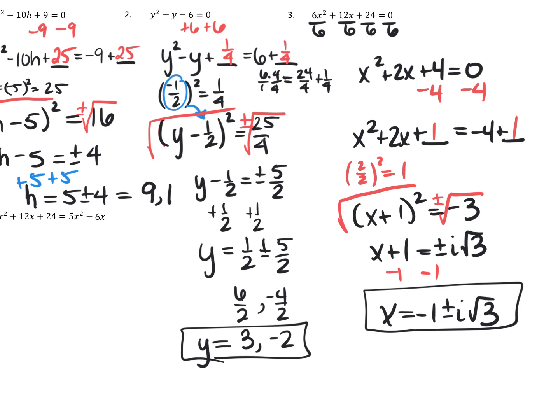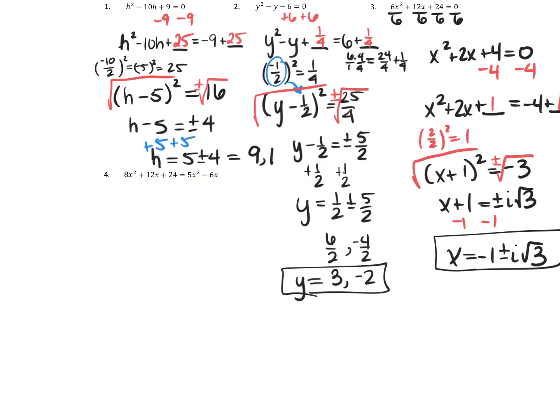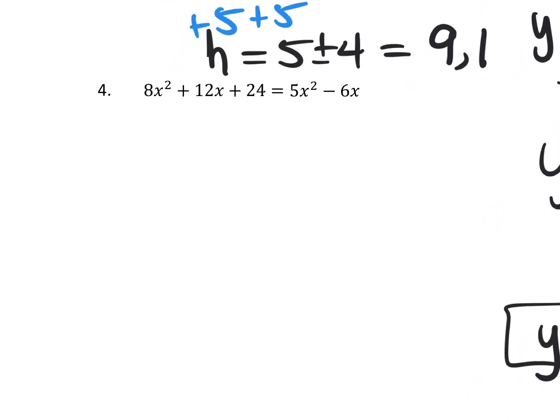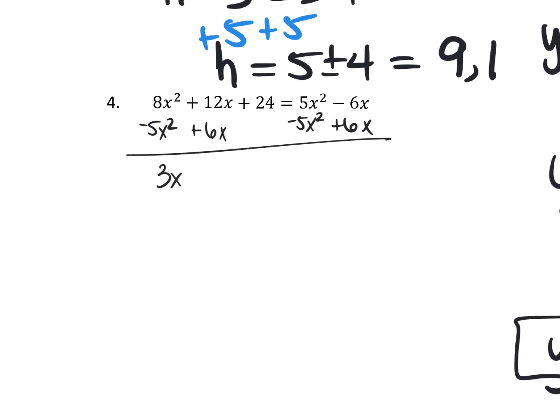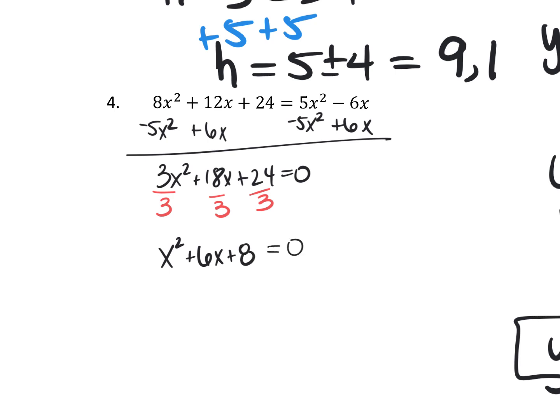Okay, I'm going to do the last example here so you have it. We're going to get all of the variables on one side. So I'm going to subtract the 5x squared and add the 6x. We get 3x squared plus 18x plus 24 equals 0. Now I don't have a perfect square here, so I'm going to divide everything by the coefficient 3. So I have x squared plus 6x plus 8 equals 0.